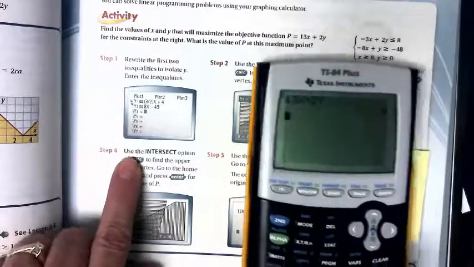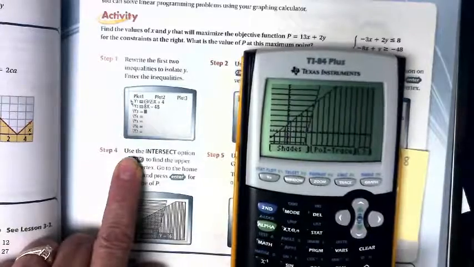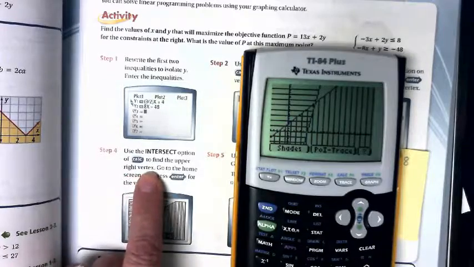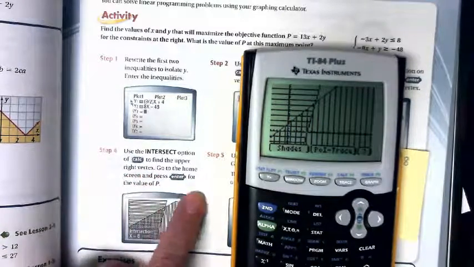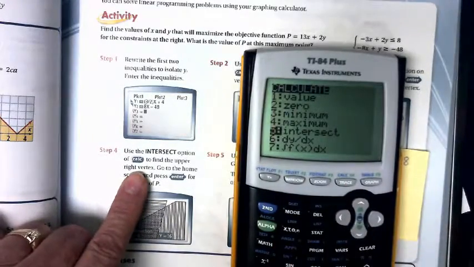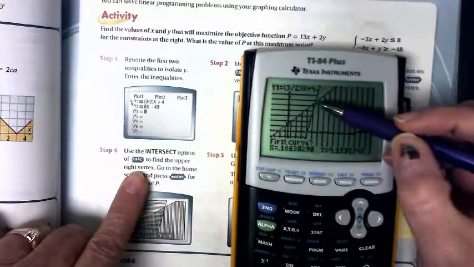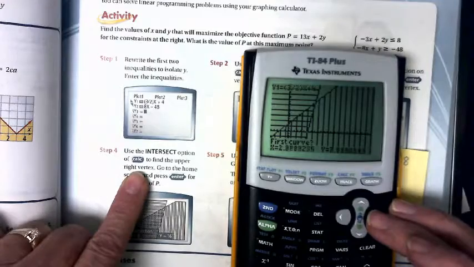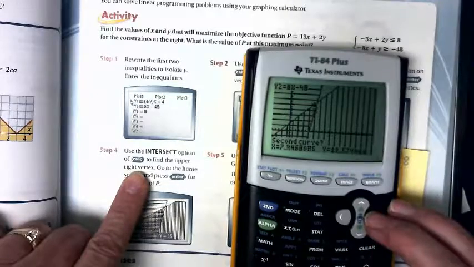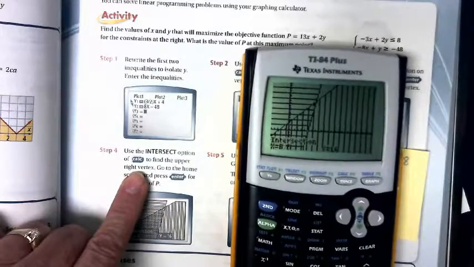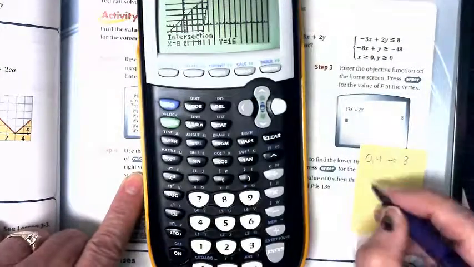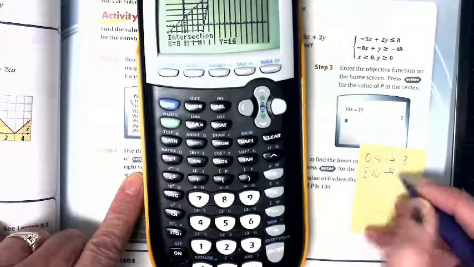Okay, now I'm going to come over here and I'm going to use the intersect function. So I'm going to go back to graph and I'm going to use the intersect function under calc to find the upper right vertex. So I'm going to do second calc, and then I'm going to go to intersect. You guys know how to do this. And I'm trying to find this intersection up here, so I'm going to scroll up that far. I'm going to hit enter, and then I'm going to bring the other one up, and I'm going to hit enter, and then I'm going to hit enter one more time. And it says at 8, 16, that's where my other vertex of my feasible region is, at 8, 16.